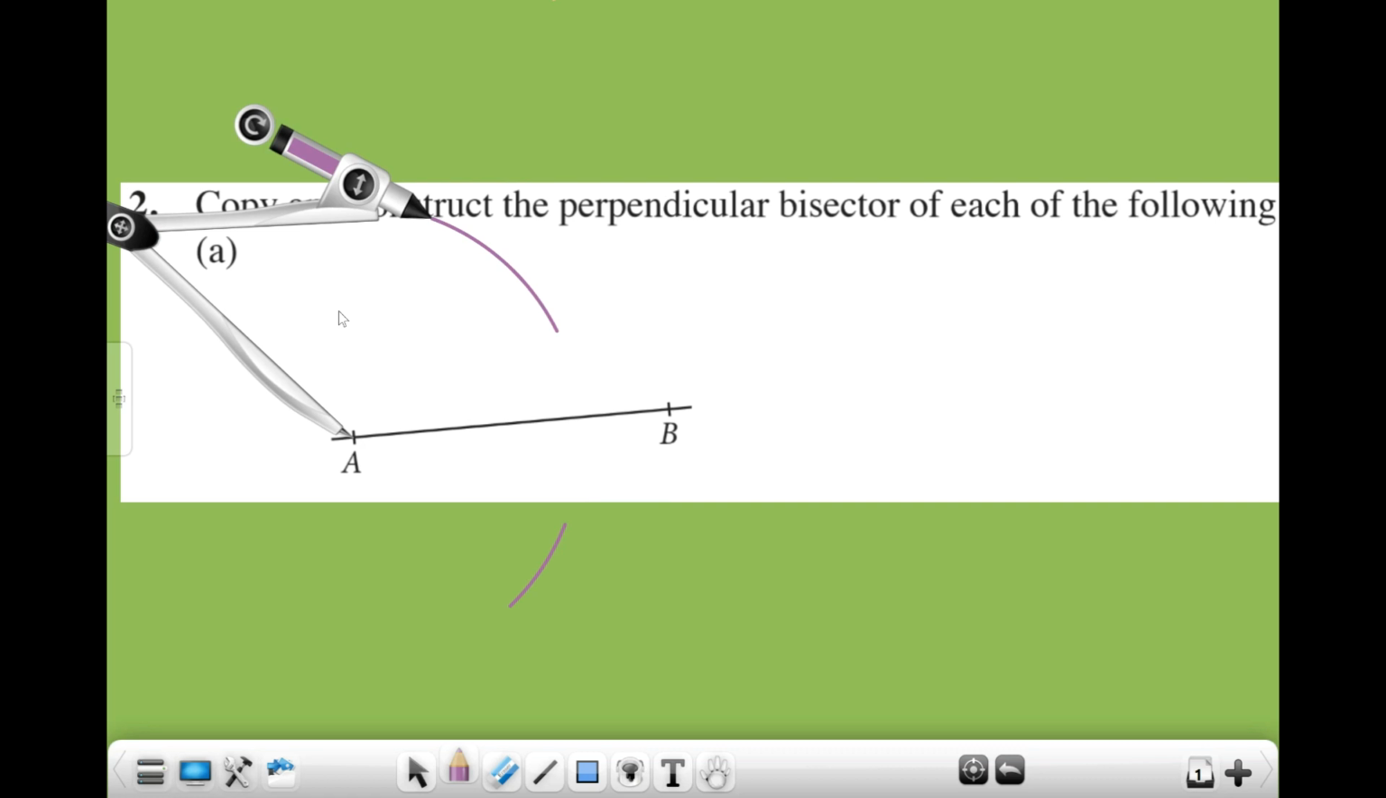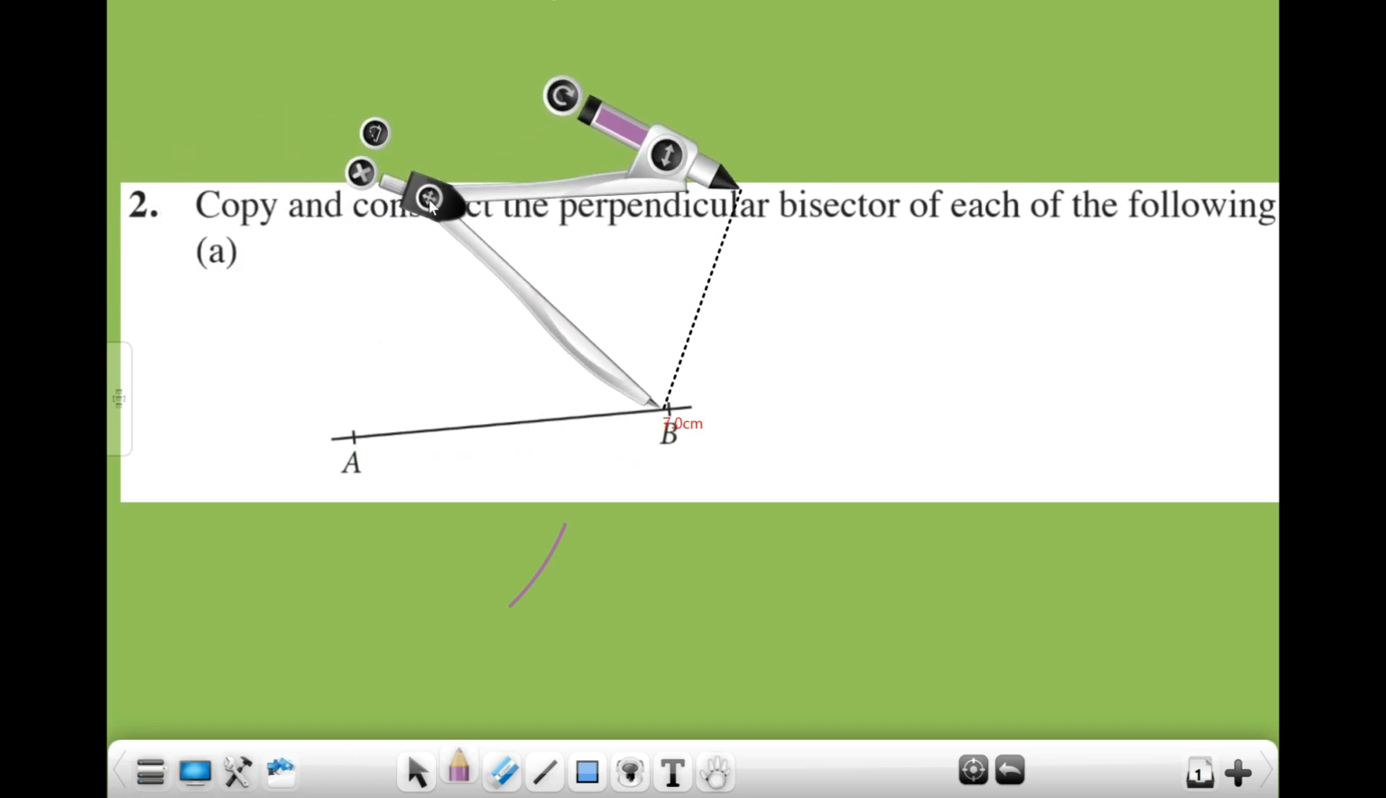So what I can show you is just by using this, what we have over here, to do the other side. So I'm going to put the sharp point to point B right now. Put the sharp point to point B without altering the size. You cannot change the size. Like just now, if you are using this size, you cannot make it smaller. It must be the same as what you did just now.